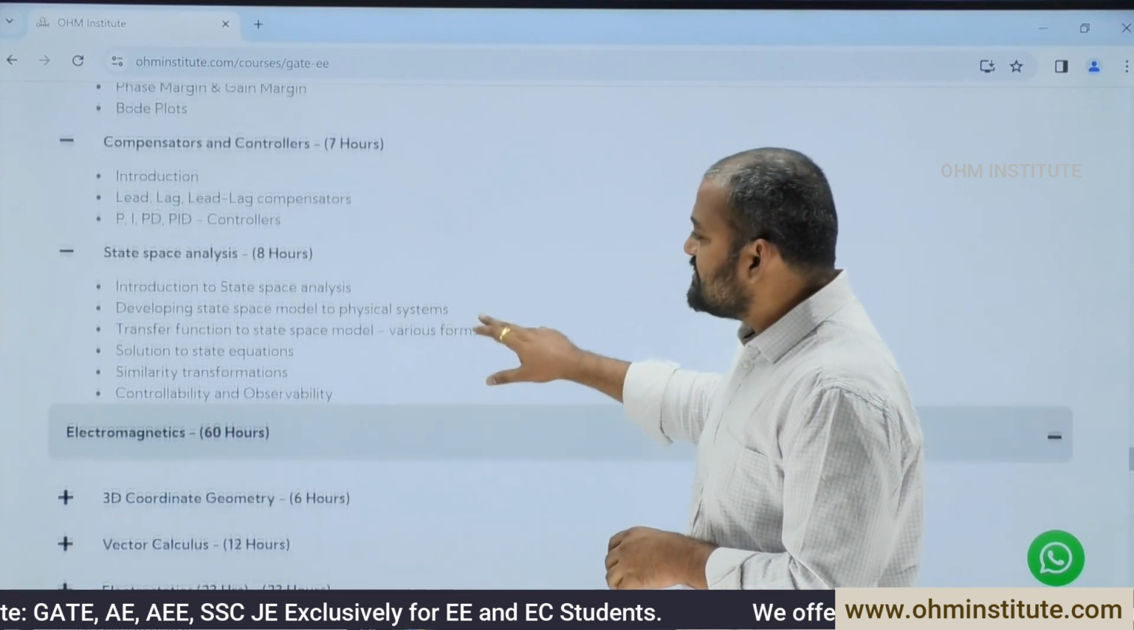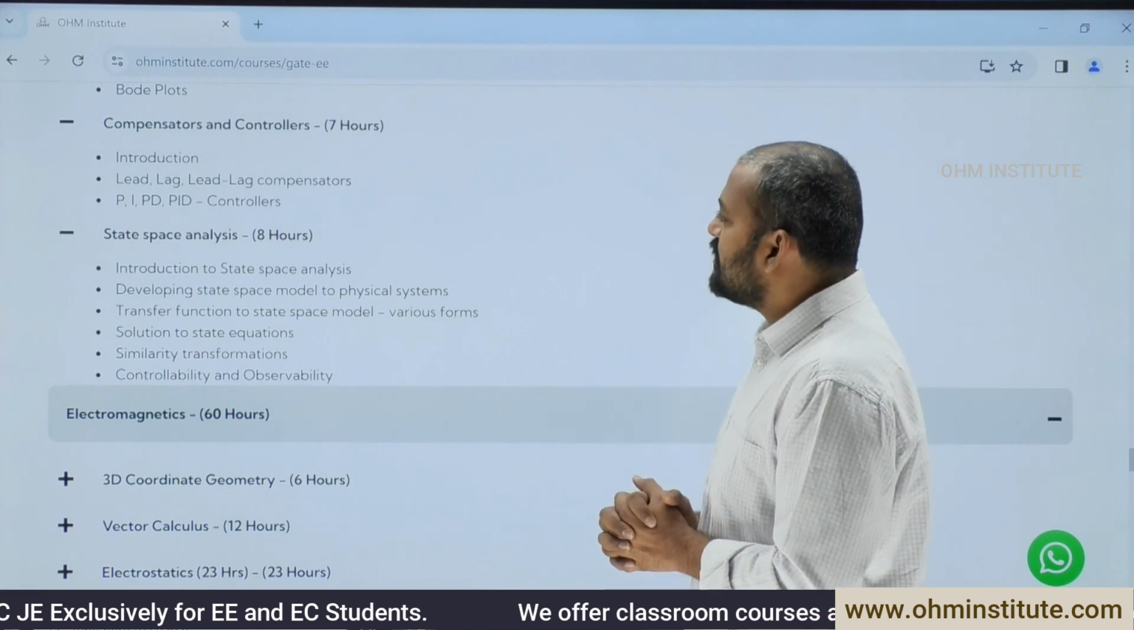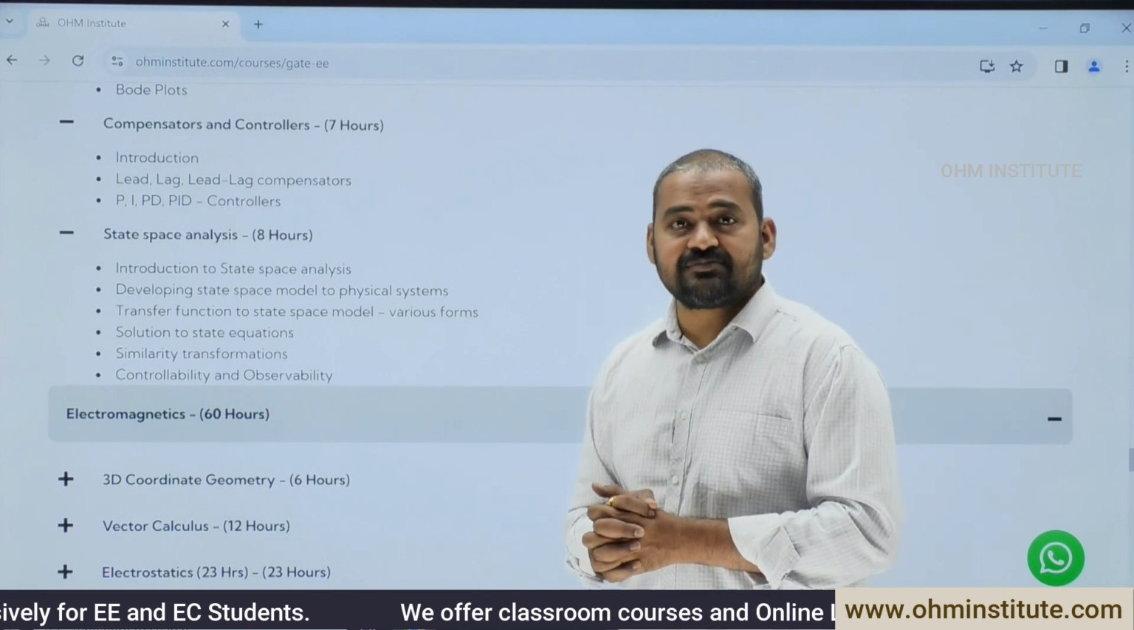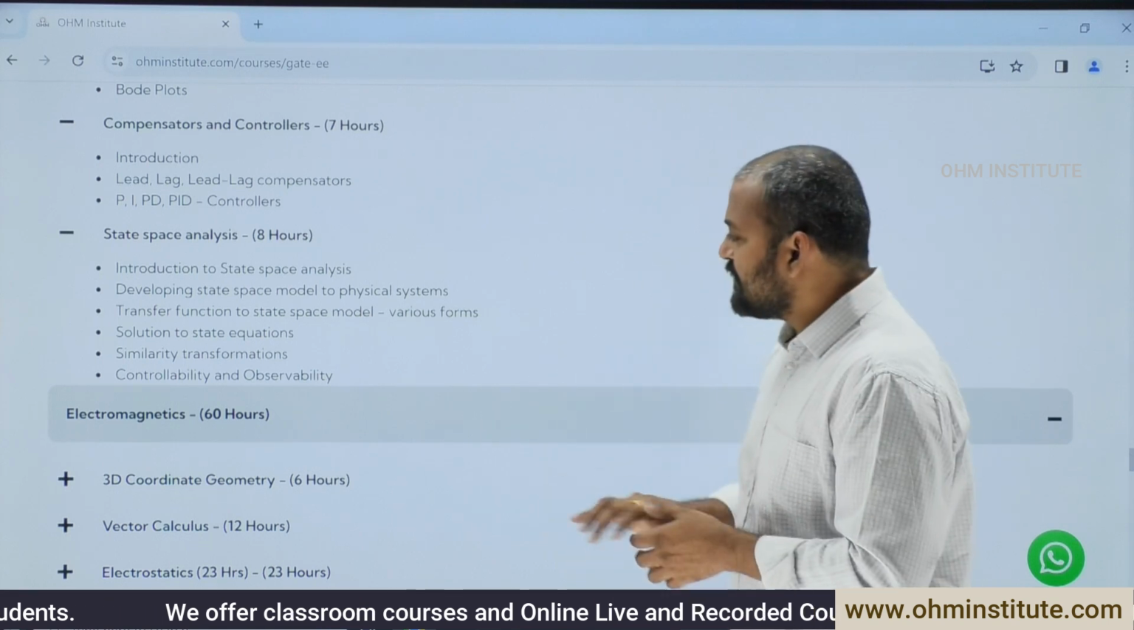State space analysis is the last topic, that will take 8 hours. These are the subtopics, okay, in control system. Control system is another scoring subject, very important and also very easy subject compared to others, okay.